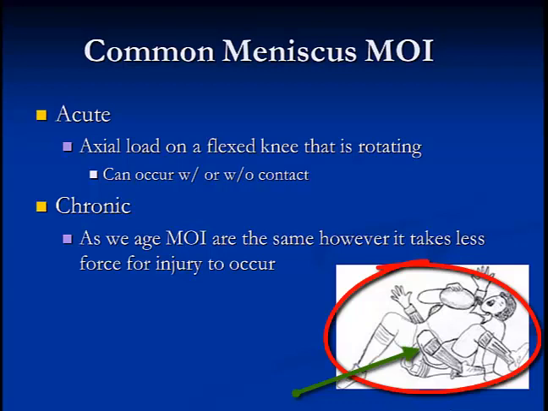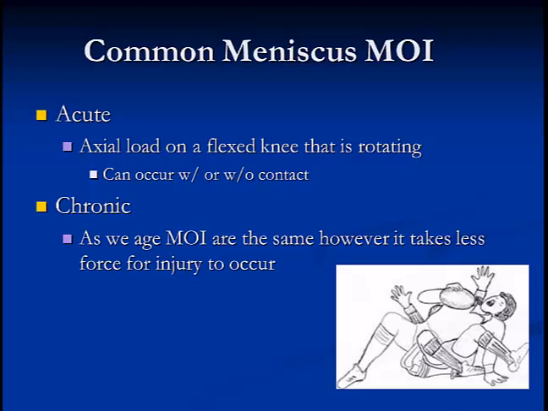The other common mechanism is a chronic mechanism that occurs in the older population because, as we indicated, the meniscus is predominantly made up of water, and as we age, it begins to dry out. And as it begins to dry out, what can occur is something called a degenerative tear. So it may take less force or even injury for a chronic meniscal tear to occur.